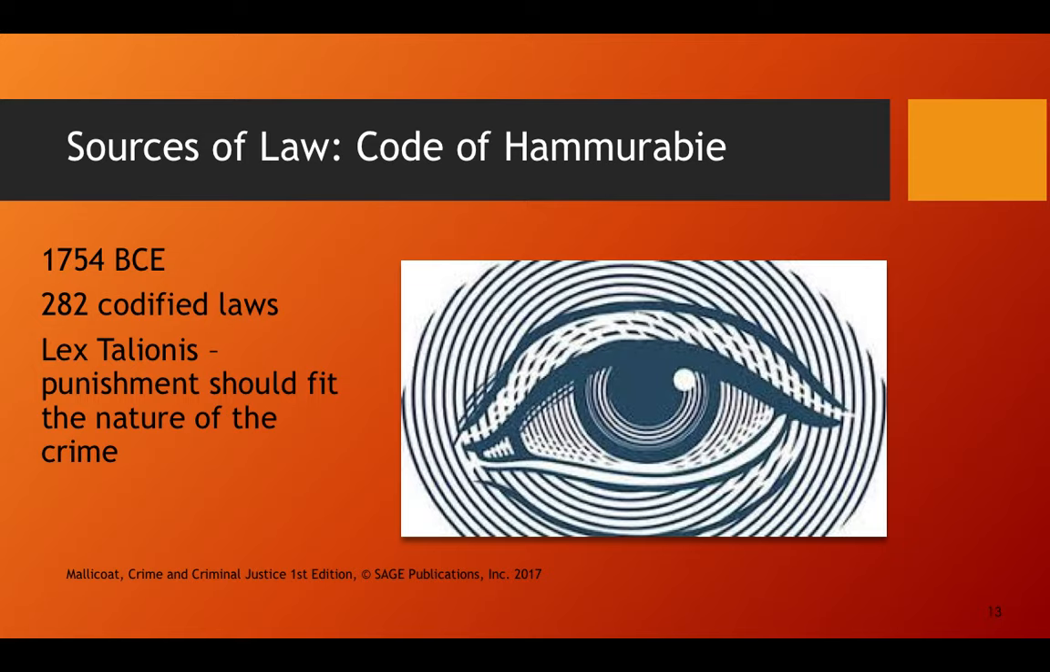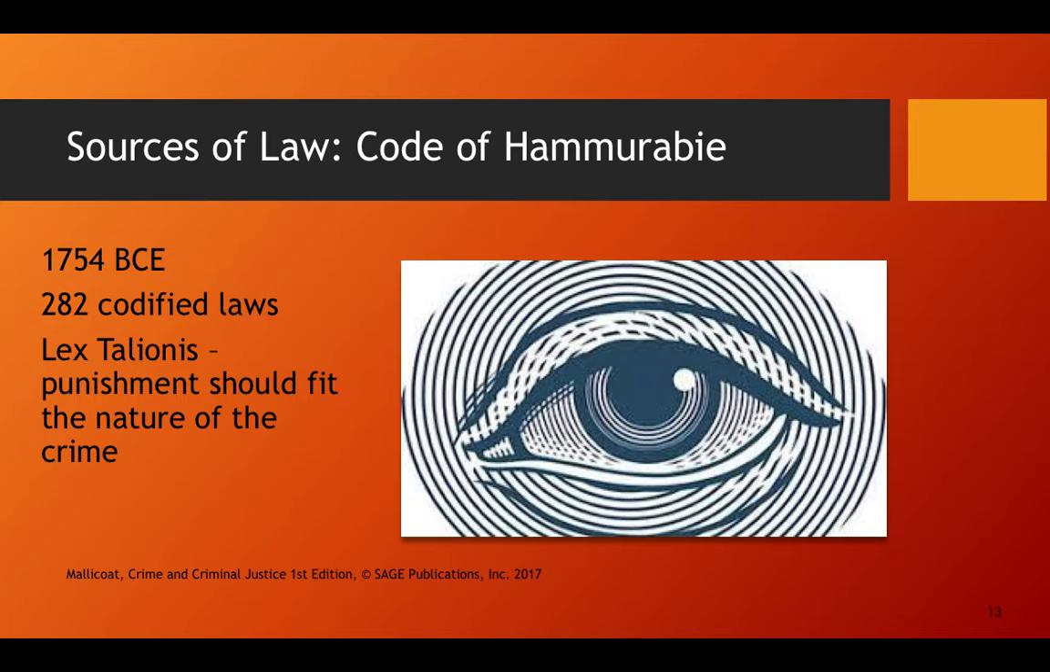Now we're going to transition a little bit and discuss the sources of law that are available. By sources of law, throughout history, we've made references to other legal systems and where we get our ideas to have our current laws. So the first one is the Code of Hammurabi. And as you can see, it's pretty old, okay?